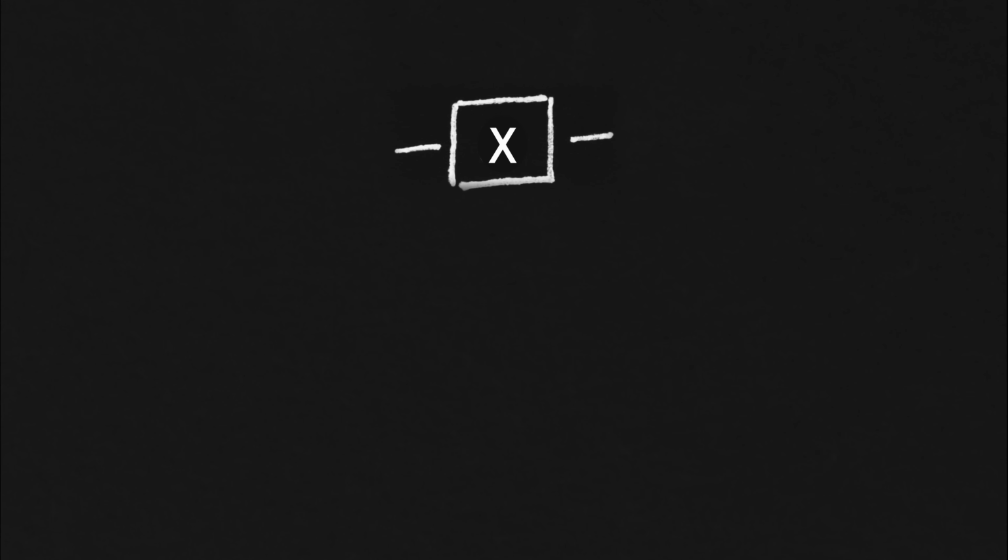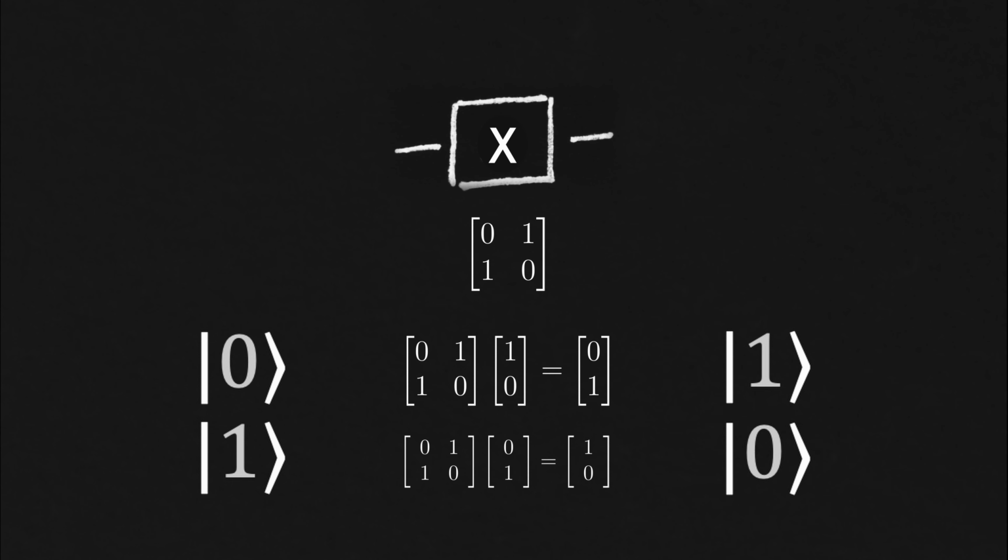Here's where linear algebra comes in. Quantum gates can be represented as matrices since they're linear operators. This fact also makes them reversible. Multiplying the vector of the qubit by the matrix of the gate is the same as applying the gate to the qubit. In the Pauli-X gate, the probabilities of the states are switched.